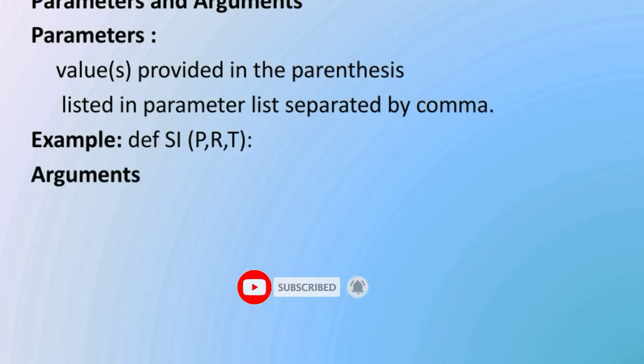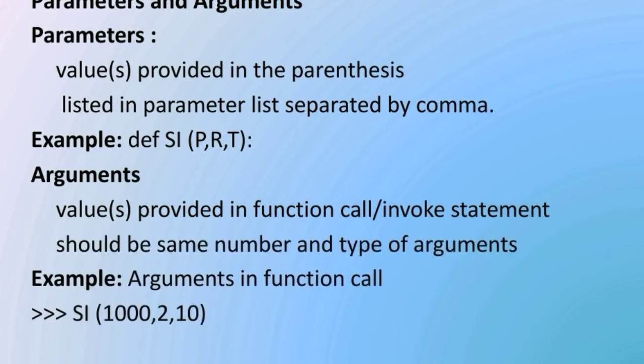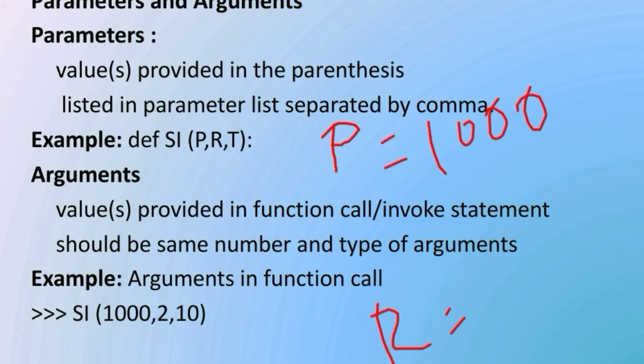Next, argument. Argument is the same as a parameter, but the value which is used at the function call time is known as an argument. For example, the invoke statement will be S1(1000, 2, 10). So 1000 will be assigned to the variable P immediately, so P equal to 1000, R equal to 2, T equal to 10. These are the arguments, and these are the parameters.